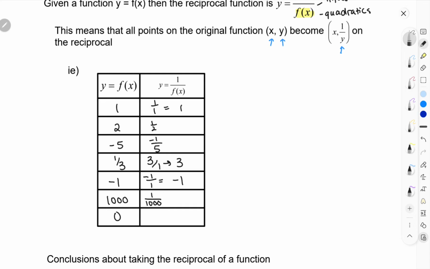And if I put in 0, I get something that has division by 0. It does not exist. I have a non-permissible value. I can't have a 0 in my denominator.